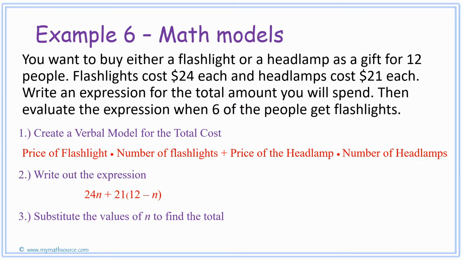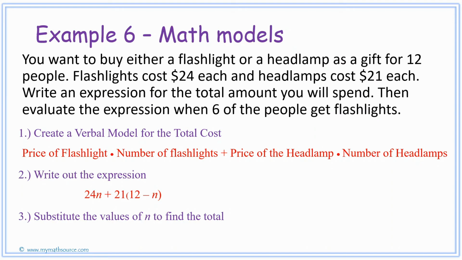Now that concept appears very often in algebra. So always keep it in your mindset that if I have a total of something and it's split up into 2 or 3 different things, then I can create another expression to represent the other item. And so whichever one I choose first, if I choose flashlights first, I assign it a variable, and then the second item, when I assign it a variable, it's the same variable subtracted from the total that the two add up to be. All right, so that's my expression, 24n plus 21 times the quantity 12 subtract n.